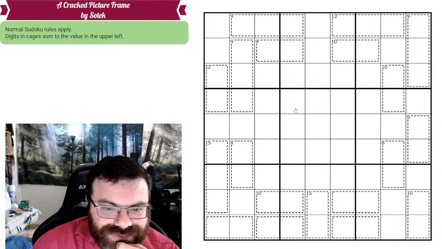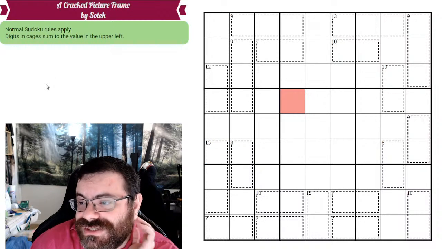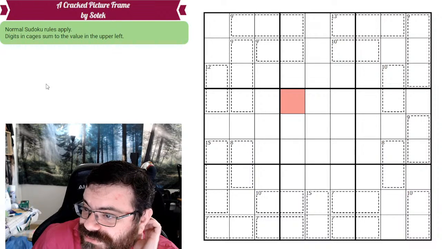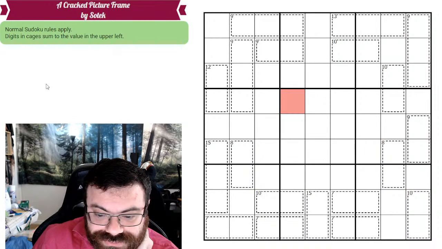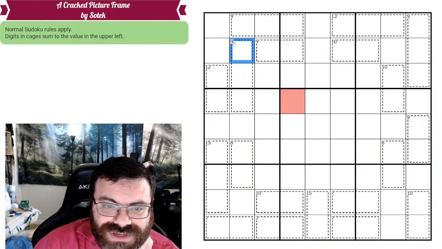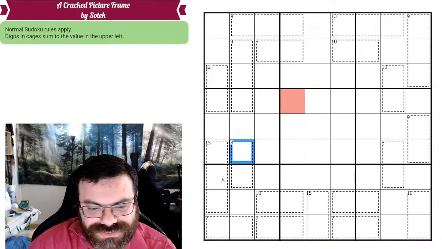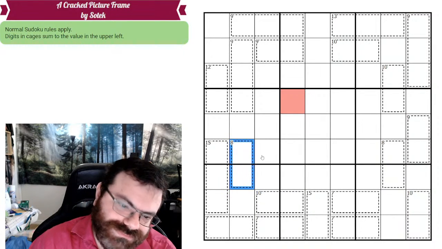All right, so row 4, column 4 is the bet cell. So this is called a cracked picture frame. It's by Sotek. We have normal Sudoku rules and normal killer rules. So digits in a cage sum to the value in the top left. That's it. So if we want this to add to 8, we could do, say, 3 and 5, and that would work.